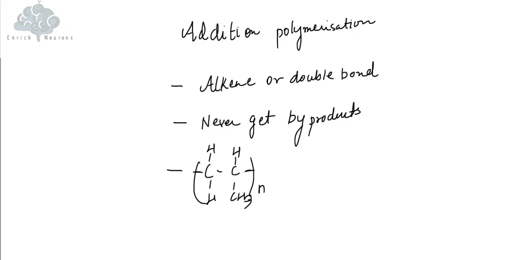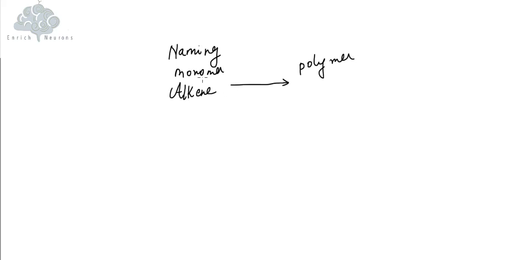So now we'll be talking about it in detail. So let's get into the topic. The first thing that we'll talk about here is naming a polymer that is made from addition polymerization. As we know, in addition polymerization, the monomer used is always an alkene. So this here would be the monomer, and through the process of addition polymerization, it would form a polymer. So how do you name it? Whatever the monomer is, you just add poly as a prefix to the name of the alkene.